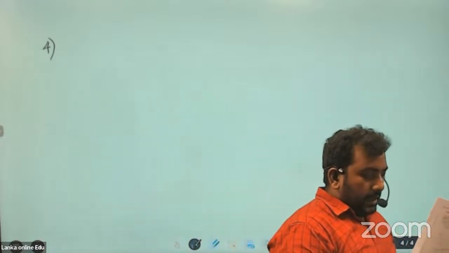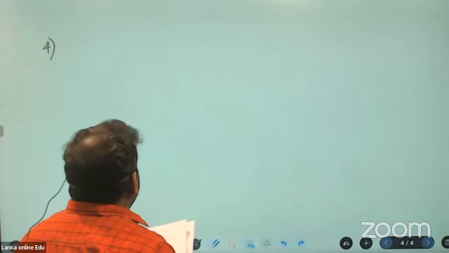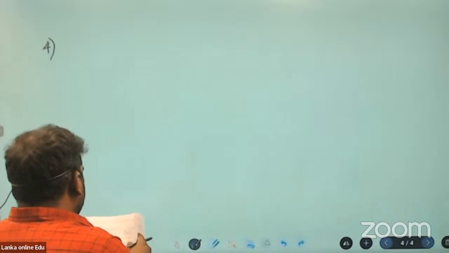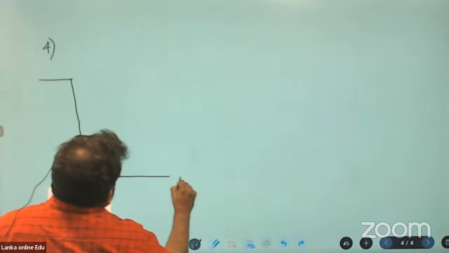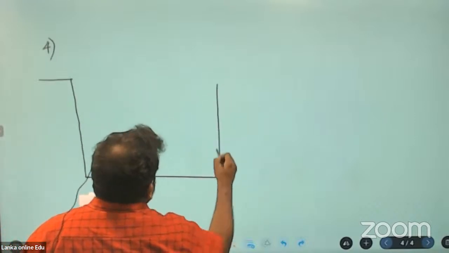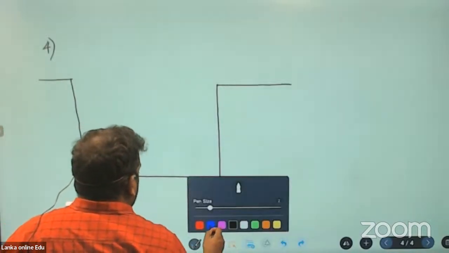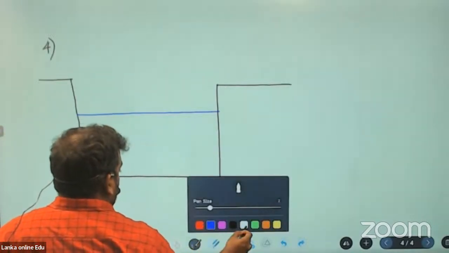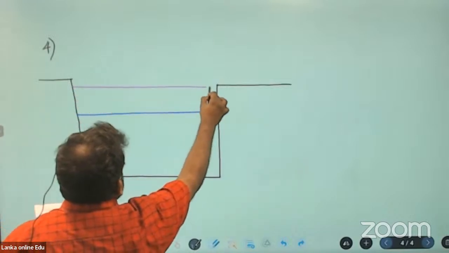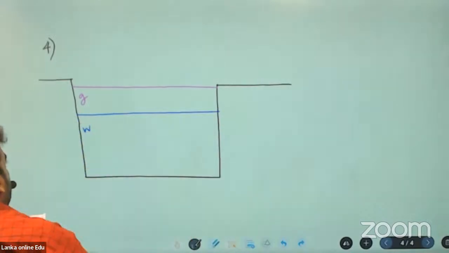Read. The figure shows a vertical cross section of a shallow circular pond covered with a thick glass plate, thickness 4 centimeter, refractive index 3 divided by 2. So here you go, something like this. Here you have water, and here you have glass. Glass, and you have water.